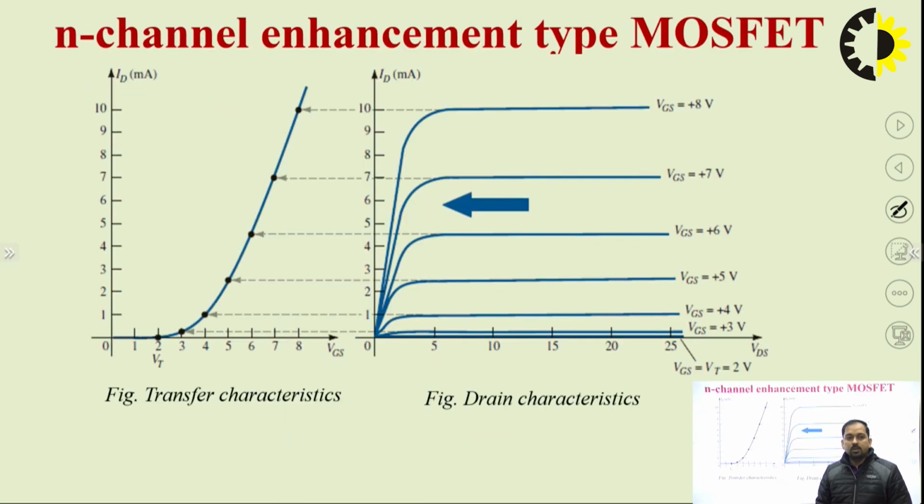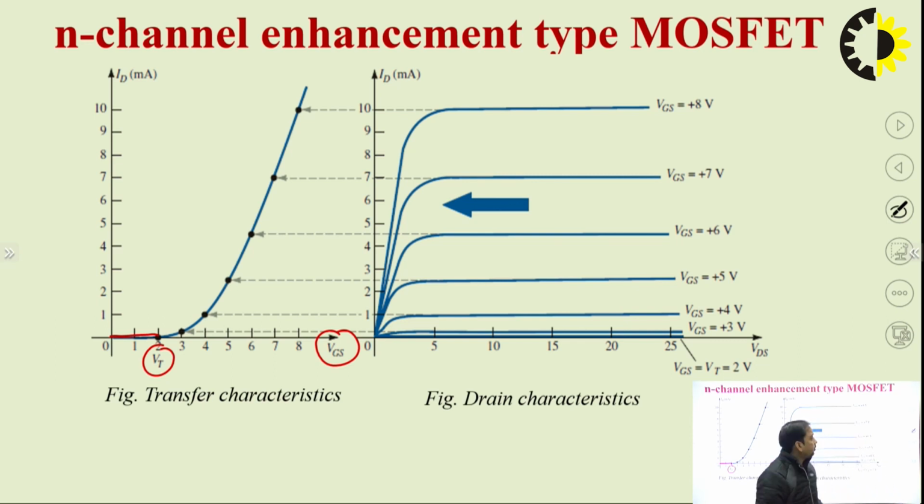ID versus VGS is called the transfer characteristics, and ID versus VDS is called the drain characteristics or output characteristics. First, in the transfer characteristics, we can clearly observe that whenever the gate to source voltage is less than the threshold voltage, no channel was there, and as a result the current was 0. But if we increase the value of VGS, the current increases, because further applying gate to source voltage strengthens the channel. The width of the channel increases, and as the width increases, the current increases. So this transfer characteristic curve is quite different from the depletion type MOSFET.